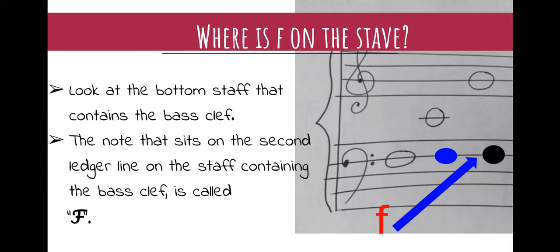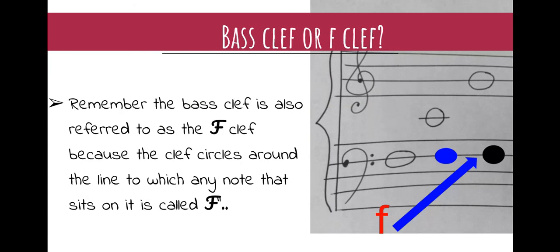Now, where is it on the staff? Well, if we go to the staff that has the bass clef on it and count the ledger lines, with the number 1 being the bottom line, up to 1, 2, 3, 4, 5. Then if we go to the 4th ledger line, which happens to be the second line from the top, that is where the bass clef sort of circles around and has those 2 little dots around it. And any note that appears on the 4th ledger line is going to be called an F note.